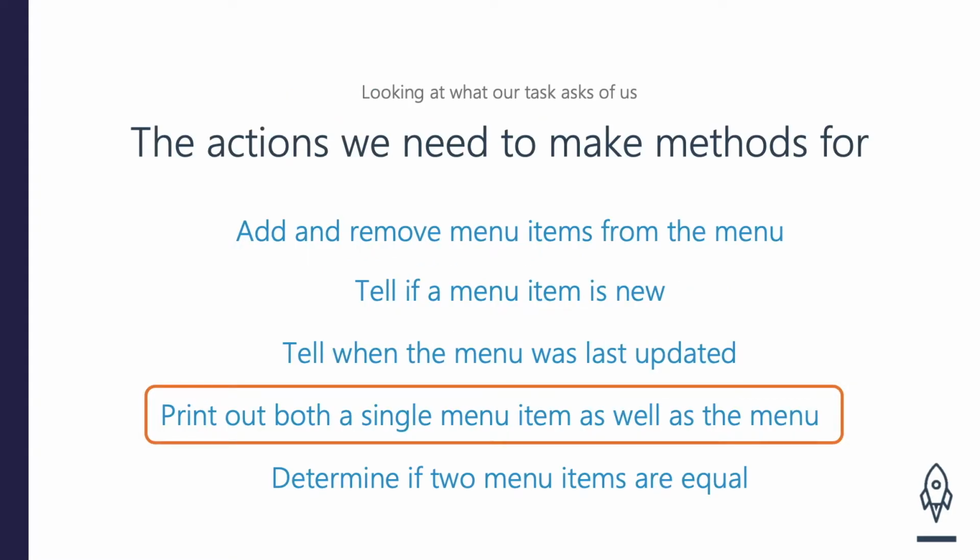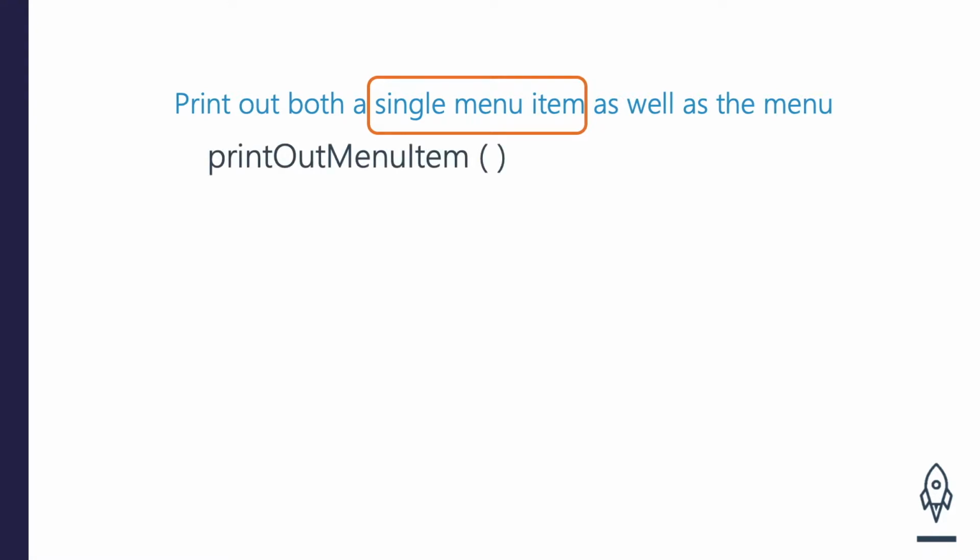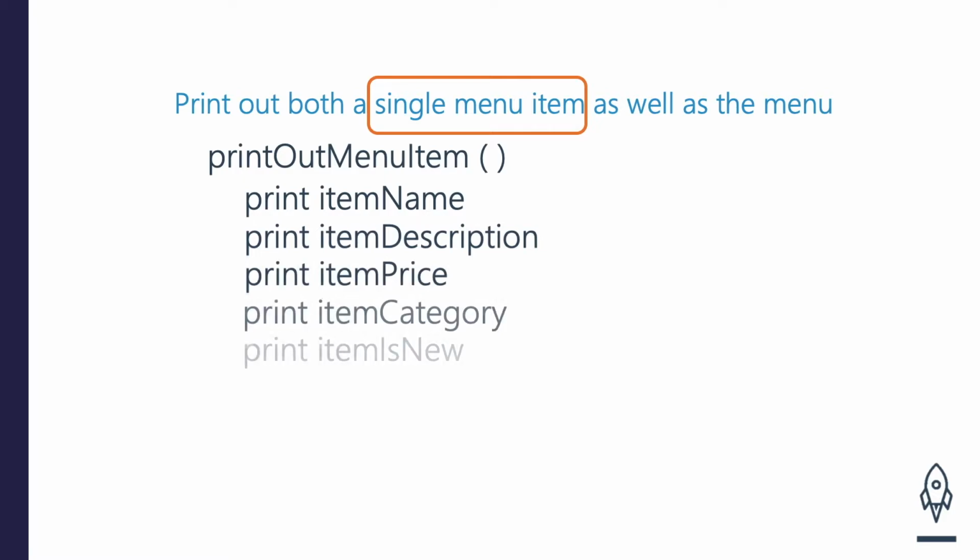Now we need to print out both a single menu item as well as the menu. So this is asking two things. Let's start with one and move on to the other. Let's talk about printing out a single menu item. We start with the method name, printOutMenuItem. And then I know menu item has 5 properties or class variables that I can print out to the screen. Therefore, in my pseudocode, I just say I'm going to print out these 5 properties or class variables. And that's it. That's all we need. We'll add this into the menu item class when we're done.